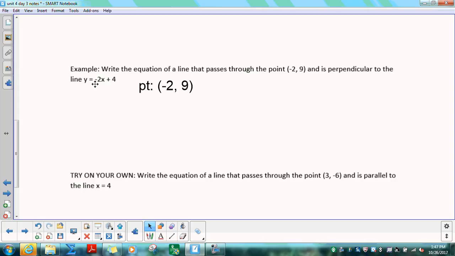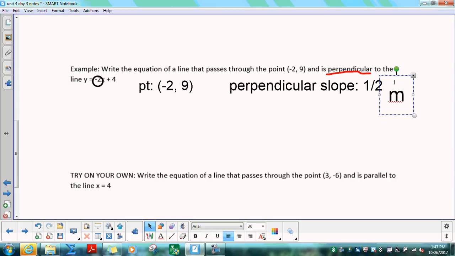If we look at the slope of this line, it's -2. And we know it's perpendicular. They told us that. Perpendicular. Okay? Which means opposite reciprocals. So we flip it upside down and change the sign. We get positive 1/2 for our slope. So our slope is 1/2. That's our m. Okay? So we use that. Now we have a slope and a point.